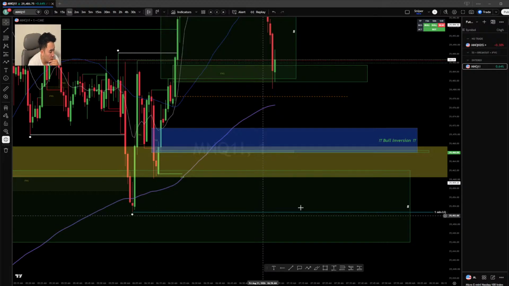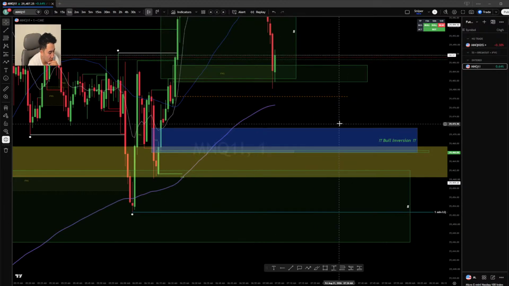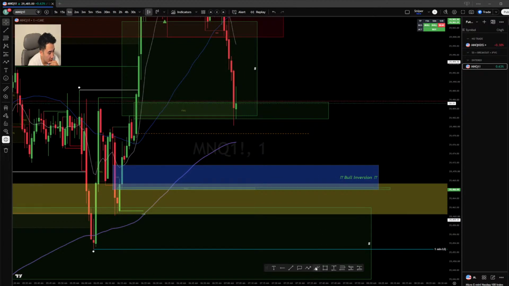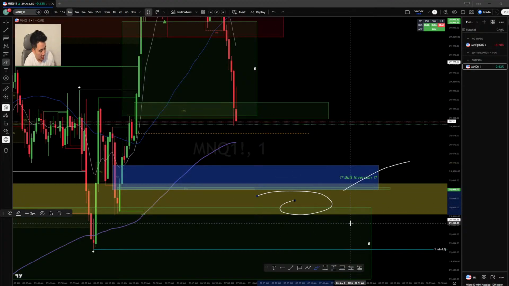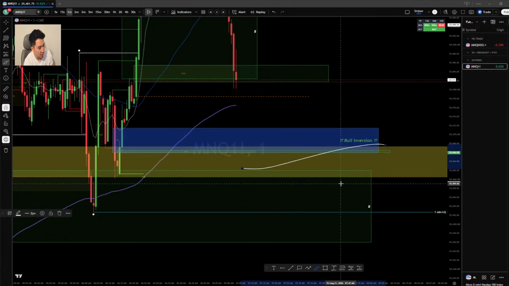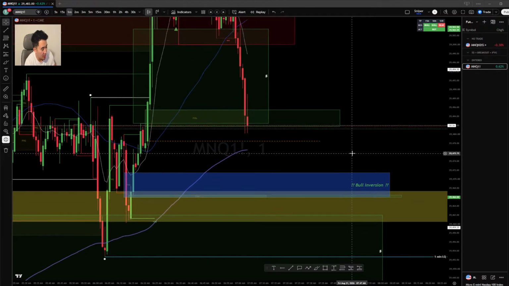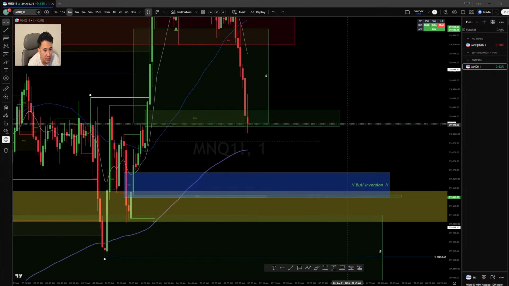If there's a 1-minute liquidity inside a 5-minute gap, I would target that. Once it gets to anything like a bullish inversion, a 5-minute gap, support level down here, then I would trail that or start trailing it.